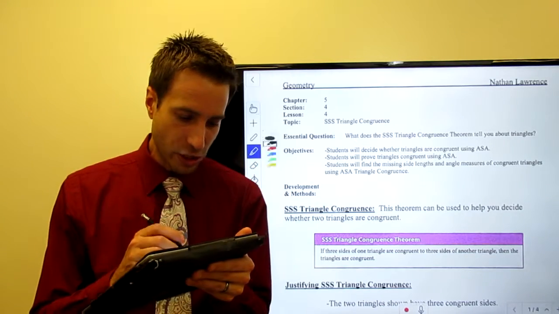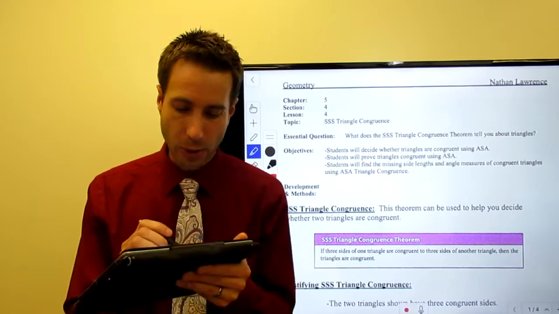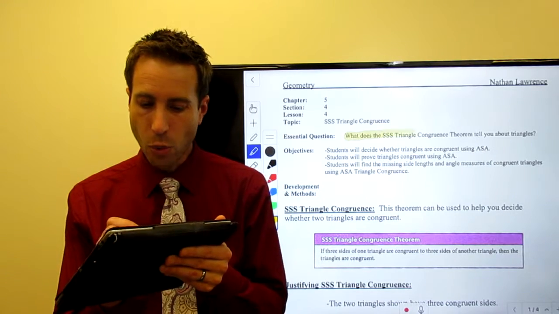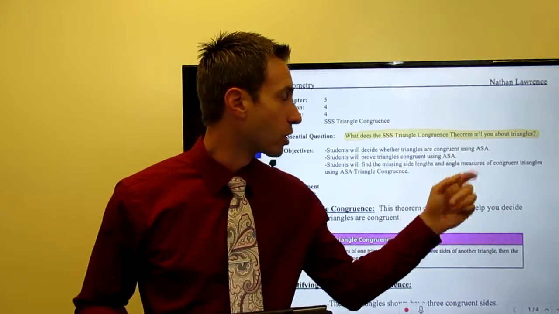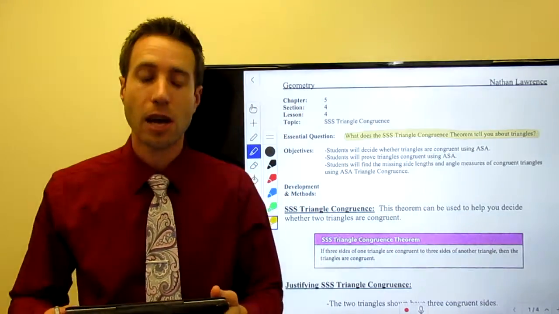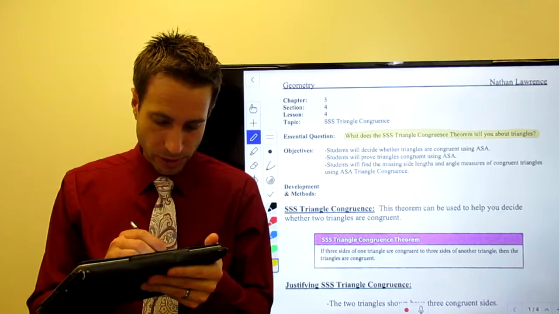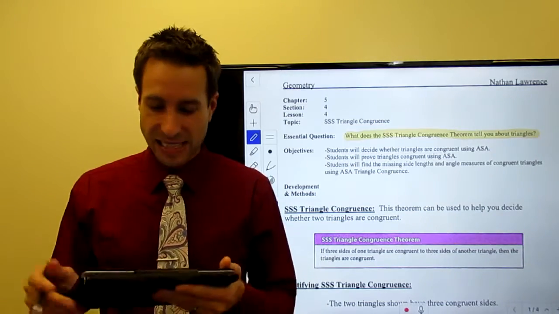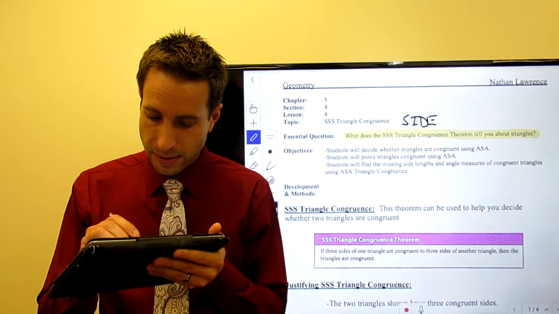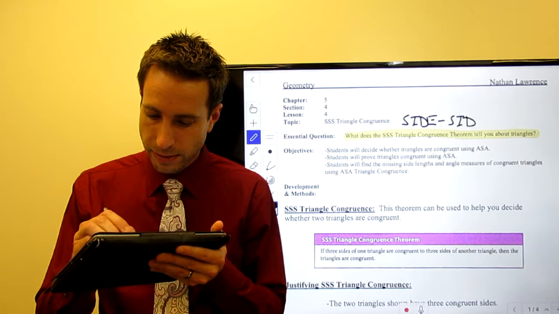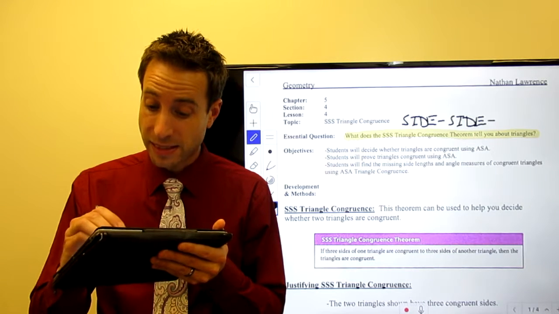So, your essential question, as we always start out with, is this. What does the SSS triangle congruence theorem tell us about triangles? Well, again, SSS, you got it. It's side, side, side.